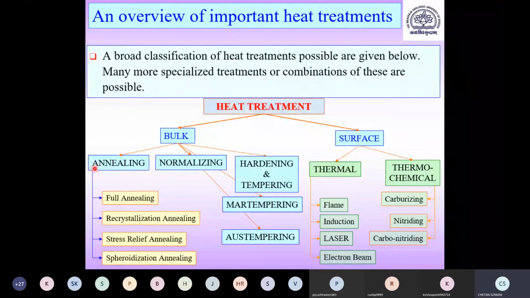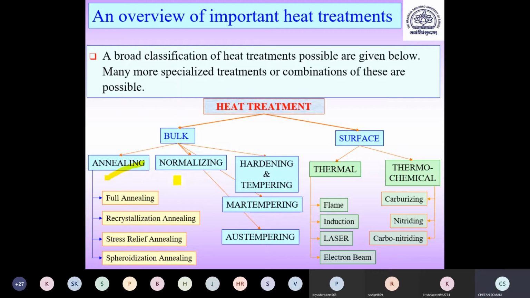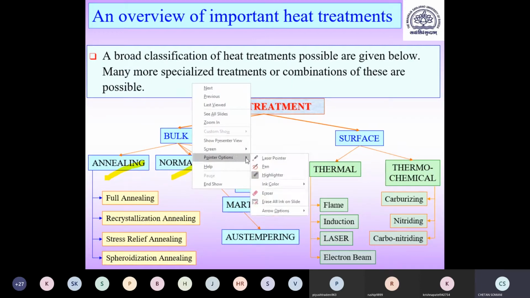So when you are talking of bulk, there are main groups. One is annealing, second is normalizing, third is hardening and tempering, fourth is martempering, and fifth is austenitic tempering, that is called austempering. So for our case, we are going to deal with 1, 2, 3 and 4. We are not going to touch martempering and austempering. Okay, right?